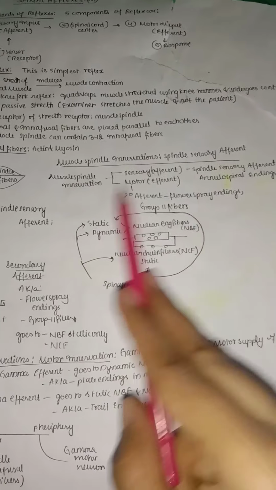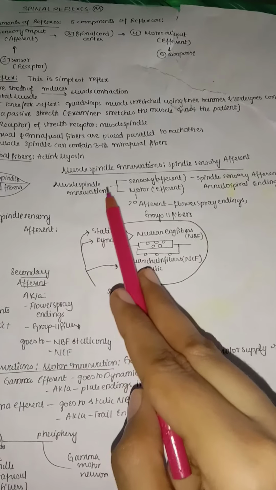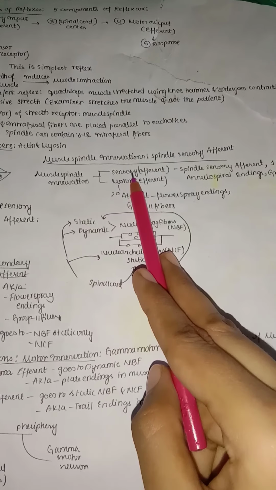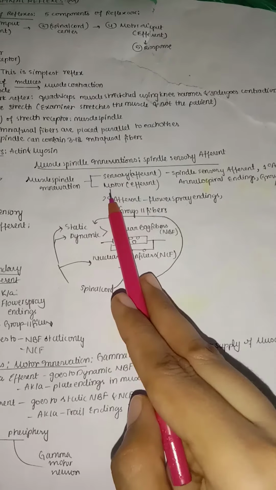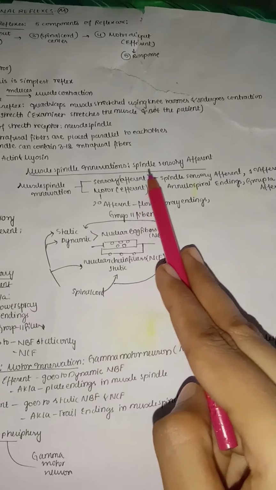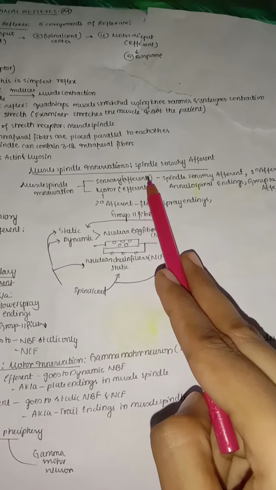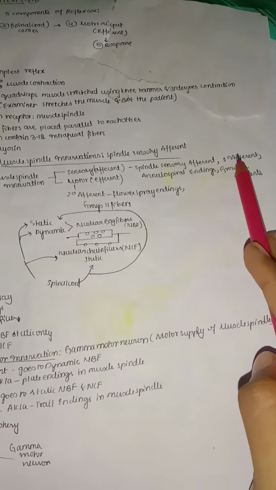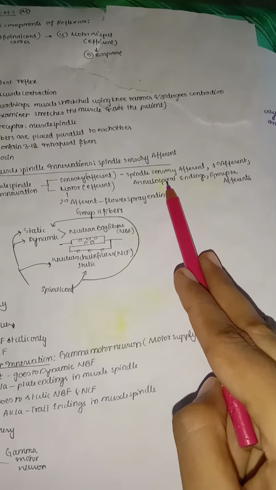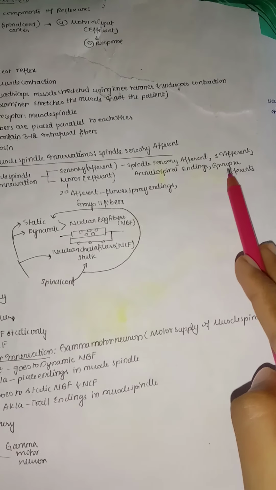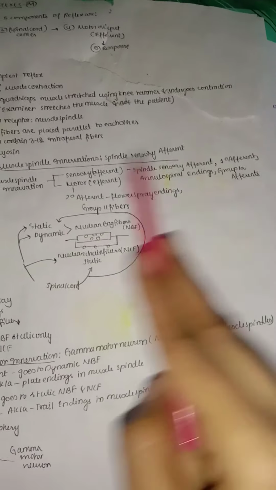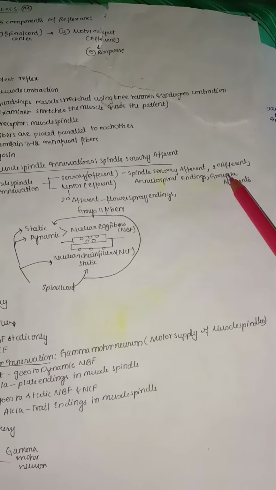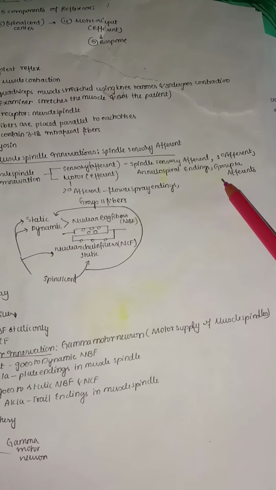So what is a spindle sensory efferent? Let us understand the muscle spindle innervation. Muscle spindle innervation is divided into sensory efferent and motor efferent. First, let us see the sensory efferent. Sensory efferent is nothing but the spindle sensory efferent. It's also called primary efferent, or annulospiral endings, or group 1A efferents. So sensory efferent has many names to remember: spindle sensory efferent, primary efferent, annulospiral endings, group 1A efferents.